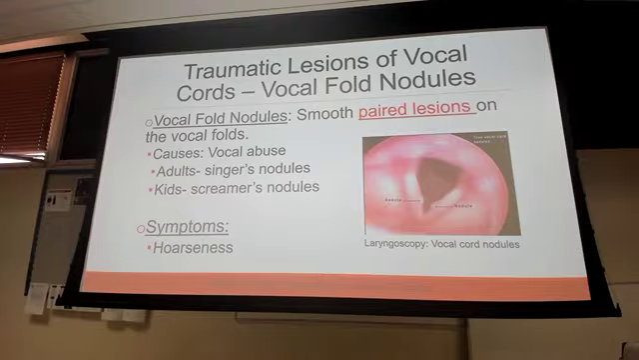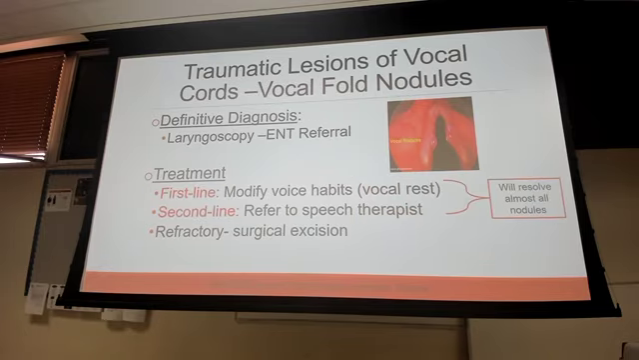So vocal fold nodules are paired smooth lesions located on the vocal folds. The most common symptom is hoarseness, and the way we can diagnose these is through a laryngoscopy. We have to refer them out to ENT. First line treatment for these patients is going to be vocal rest. We can refer them to a speech therapist if that's necessary. And if it doesn't resolve, we can also refer them out for surgical excision.